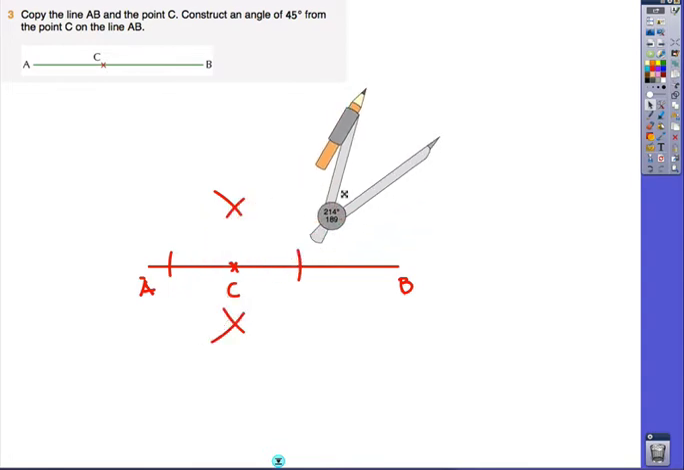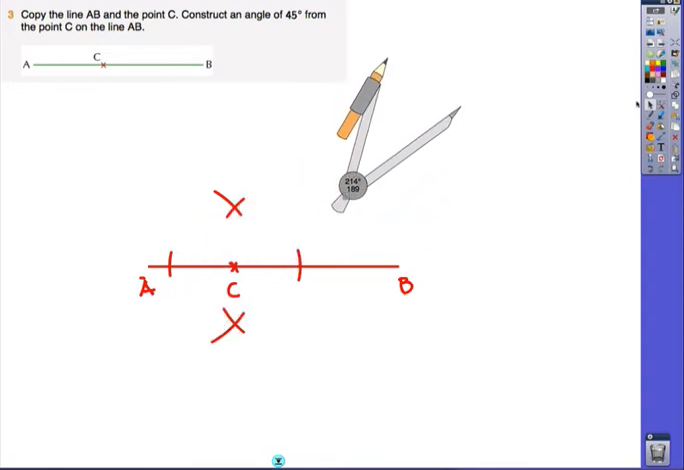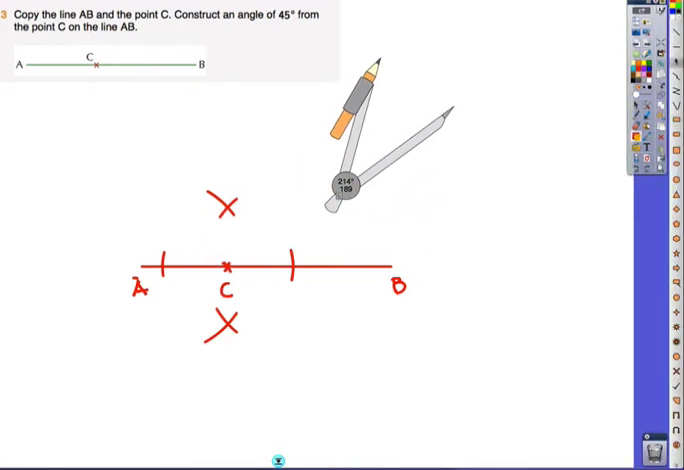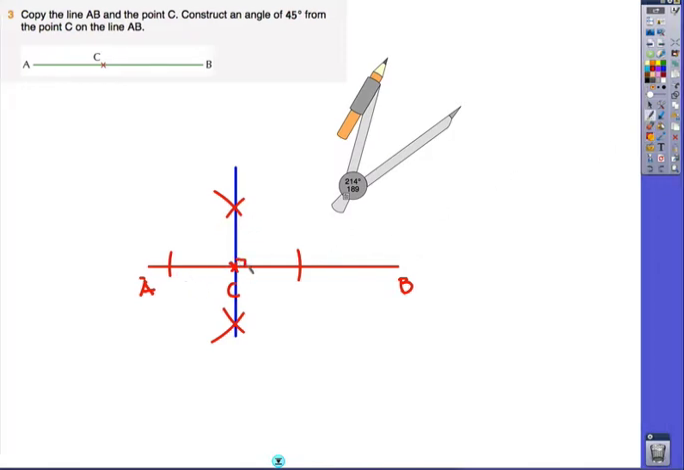Now the intersections that you've done, we can join up together like so. Make sure they are perfect. Now what you've created here is a 90-degree angle, a perpendicular line. Well, half of the perpendicular angle is going to be 45 degrees. So we need to bisect this 90-degree angle to give us the 45 degrees we're looking for.